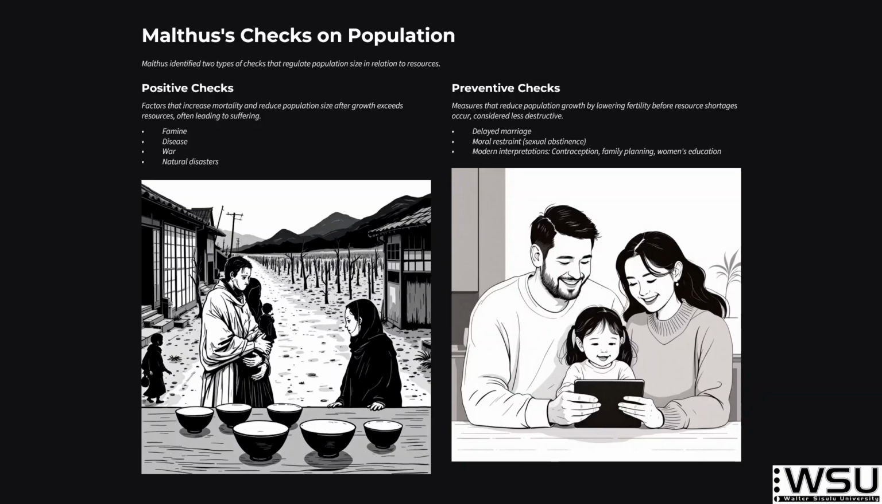So the positive checks are those that cause increased mortality to reduce population. But he also talked about another type of check, which is the preventive checks. These reduce population growth by reducing how much people are giving birth, or lowering fertility, before resource shortage occurs. These are considered less destructive than the ones we just talked about, which often lead to suffering.